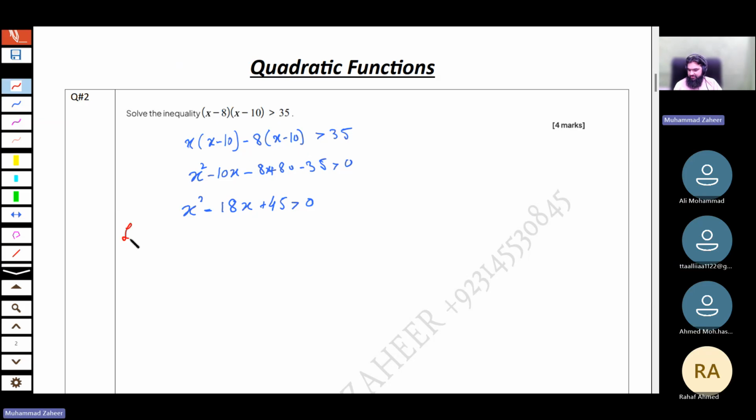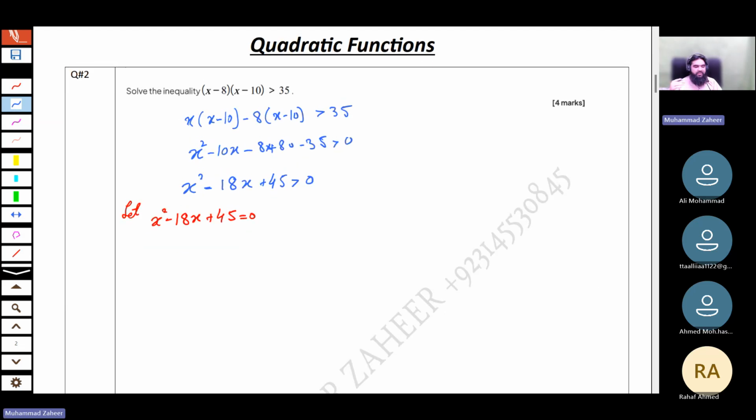You have to just suppose that your quadratic expression is going to be equal to zero, because a quadratic inequality we cannot solve directly, so we have to make an equation. Now it is an equation, you can solve it by any method that you want. You can solve it by factorization if possible. You can do it by the completing square method. You can solve it by quadratic formula.